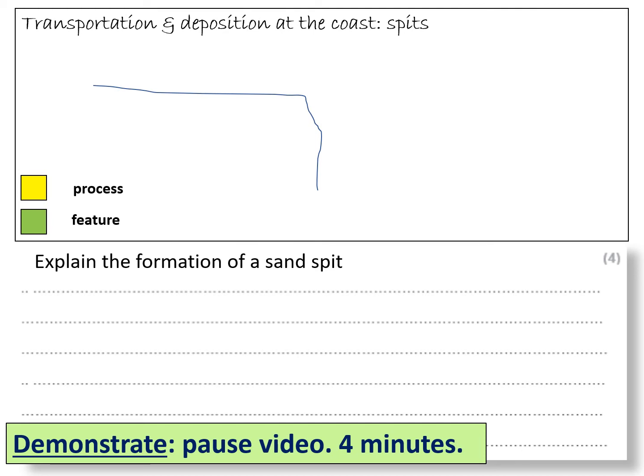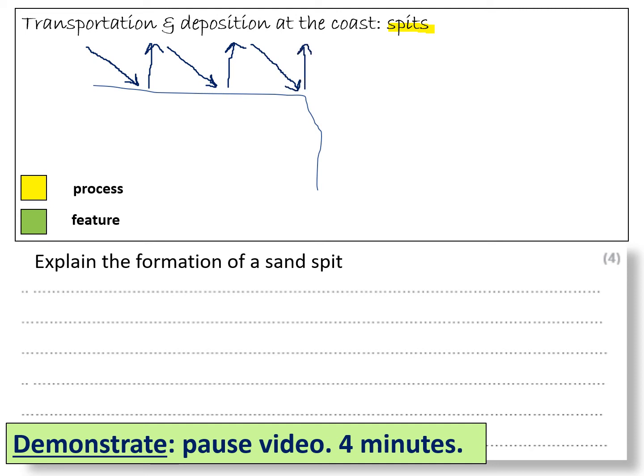Okay, so let's draw this. What I'd like you to do is draw a box and write the subtitle Transportation and Deposition at the Coast: Spits. And we're going to draw a simple diagram that explains how spits are formed. Now, look, with this, you don't need to explain the entire process of longshore drift. It is enough just to say that longshore drift transports sediment along. So just to remind us, what we can do is draw a simple zigzag pattern showing how sediment is transported by the swash and the backwash that goes back out to sea.